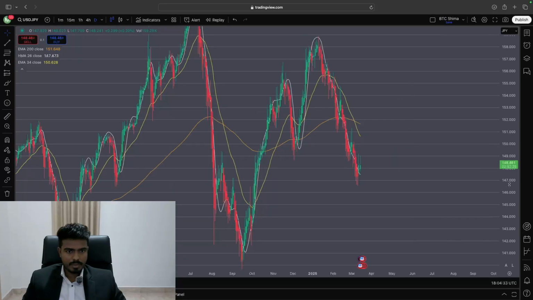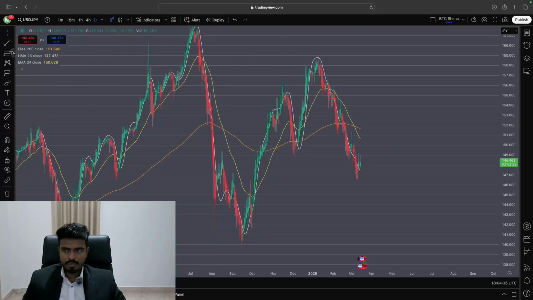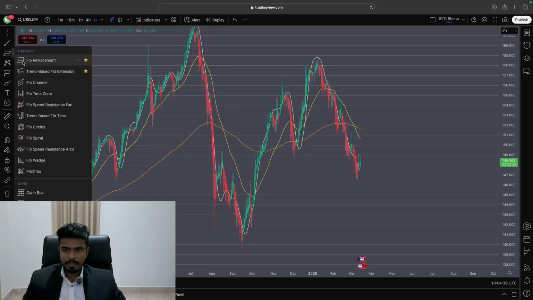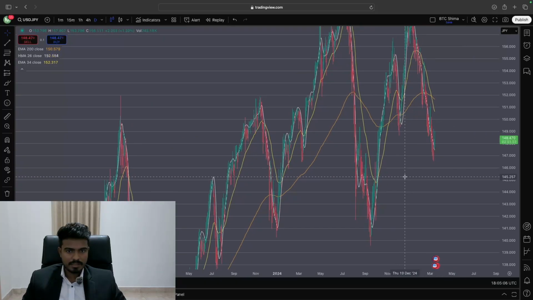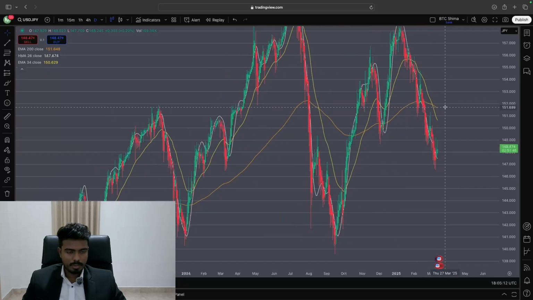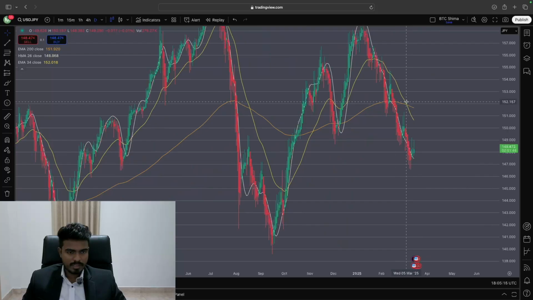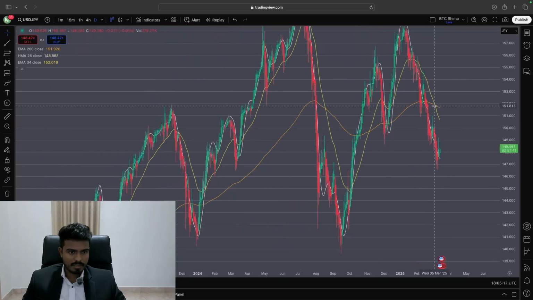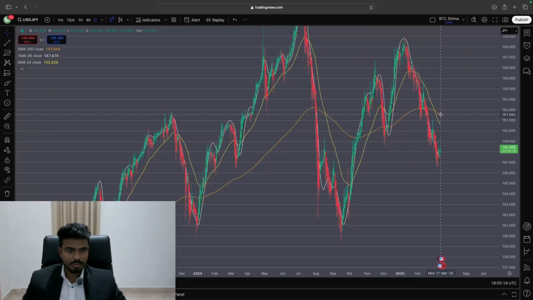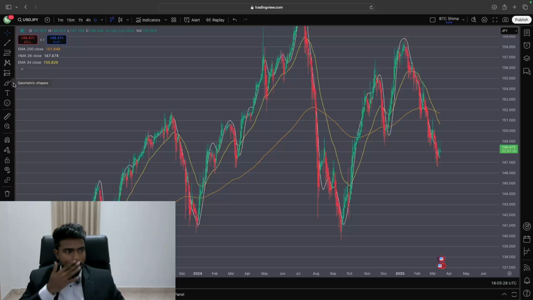So if we use Fibonacci for that, okay, Fib retracement. So as you can see, it's 150 151. It's a good support one. So this is clearly a downtrend because it passes the yellow one, gold one. So I'm using rectangles for the support resistance lines.